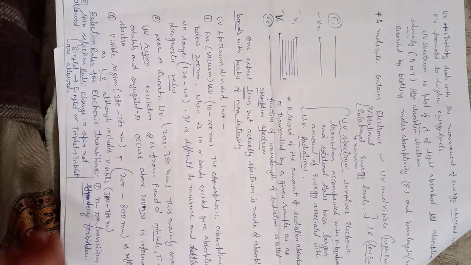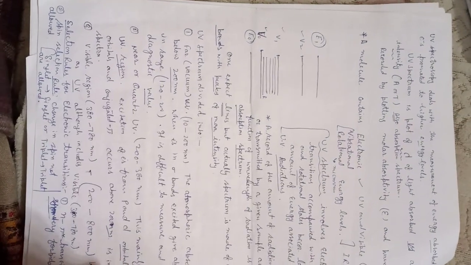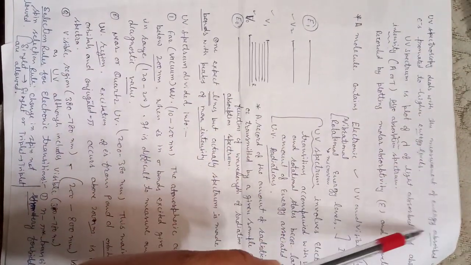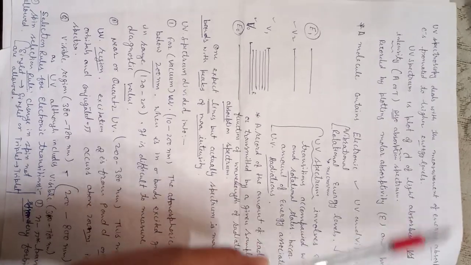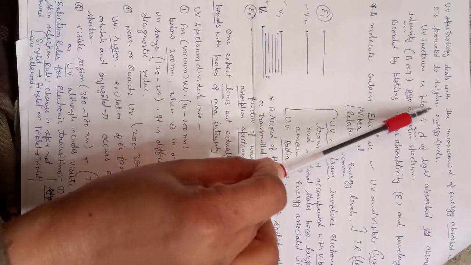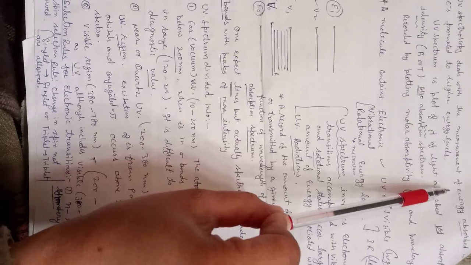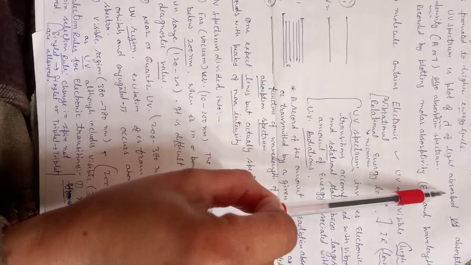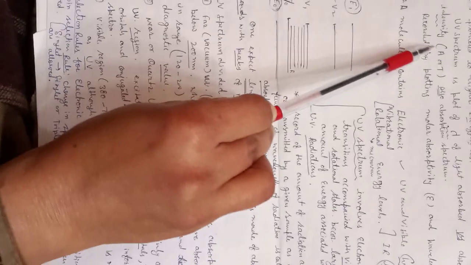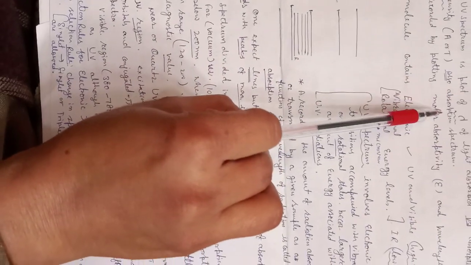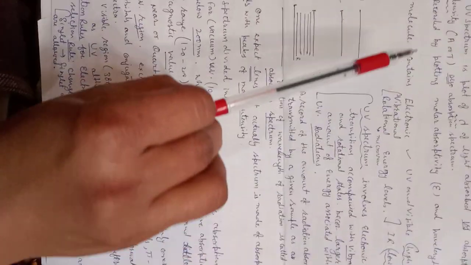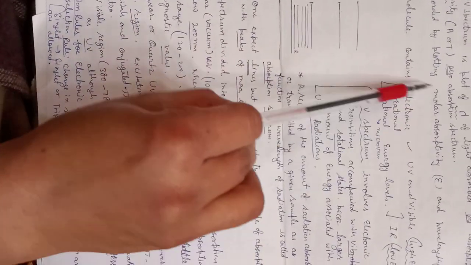Hello everyone. Today we will discuss UV spectroscopy. UV spectroscopy deals with the measurement of energy absorbed when electrons are promoted to higher energy levels. A UV spectrum is the plot of wavelength of light absorbed versus absorption intensity, or we can also show the absorption spectrum by plotting molar absorptivity against wavelength.